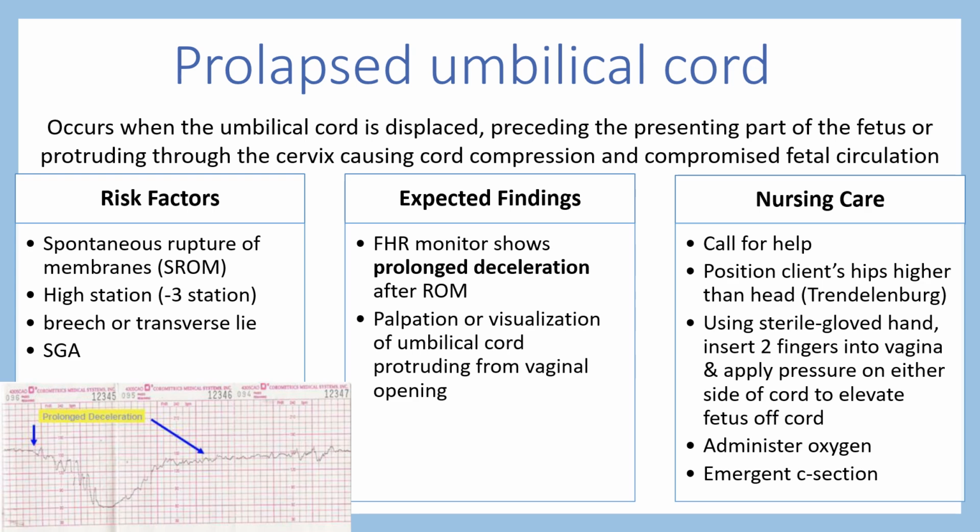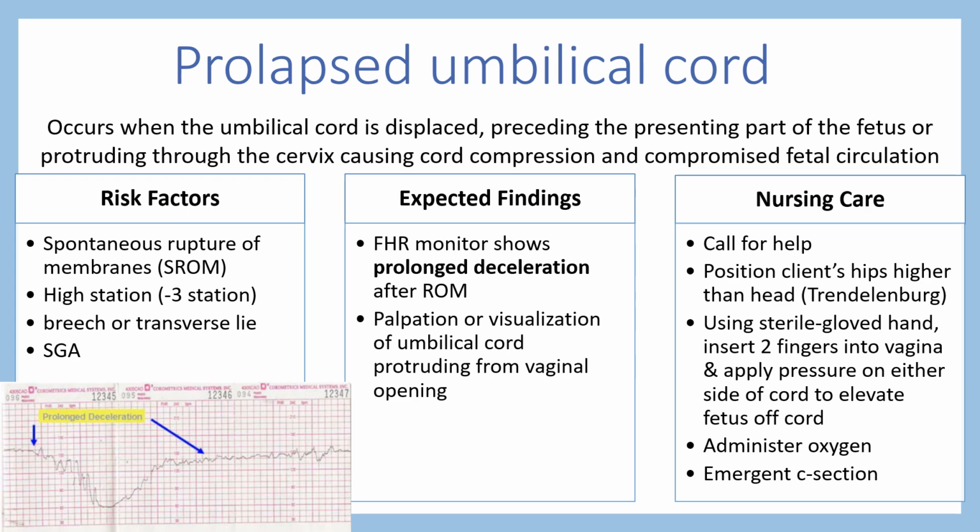A prolapsed umbilical cord occurs when the umbilical cord is displaced and comes before the presenting part of the fetus, or when the umbilical cord protrudes through the cervix, causing cord compression and compromised fetal circulation. The number one risk factor is a spontaneous rupture of membranes. Other risk factors include high fetal station, fetal malpresentation, such as breech or transverse lie, a fetus that is SGA, small for gestational age, or hydramnios, which is an abnormally large amount of amniotic fluid.